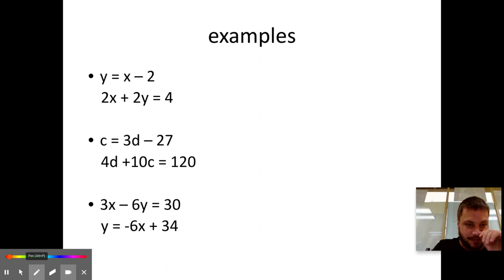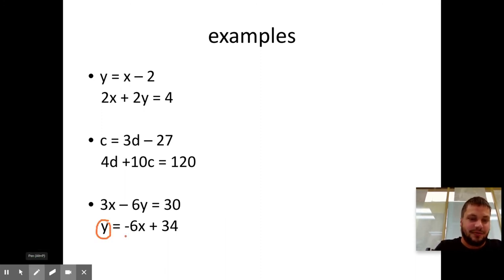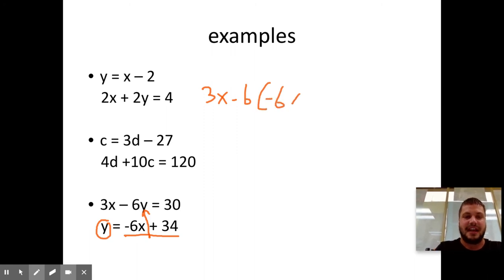Okay, why don't we do this bottom one now? Again, I know that y is equal to negative 6x plus 34. So I'm going to take negative 6x plus 34 and plug it in for y into the other equation. So I've got 3x minus 6. Instead of y, I write what y equals, negative 6x plus 34. And that's equal to 30.